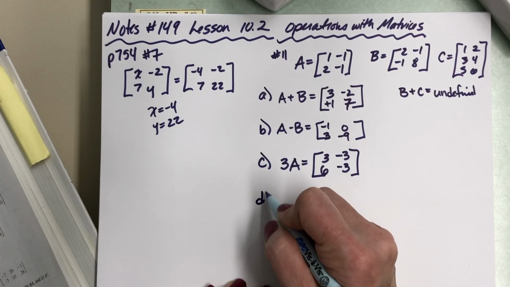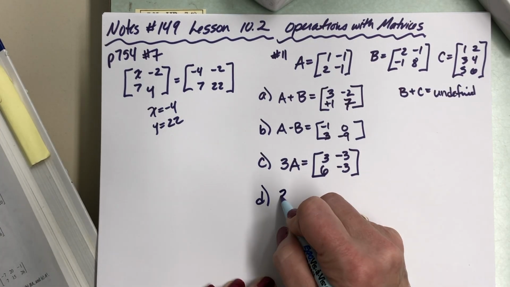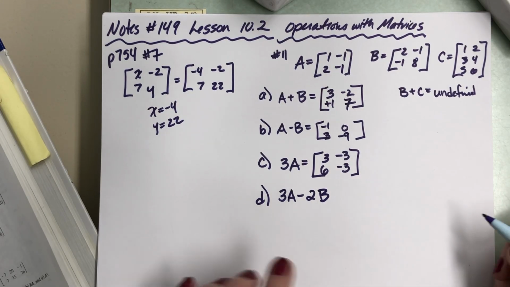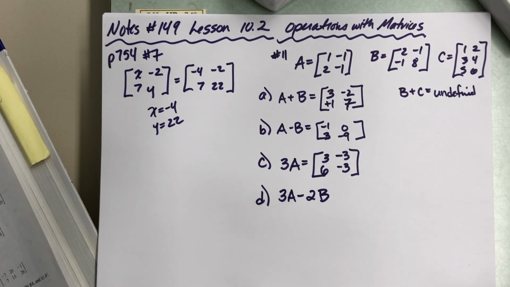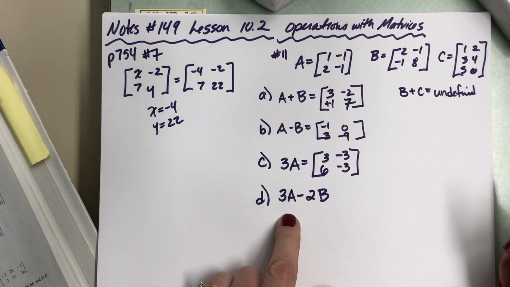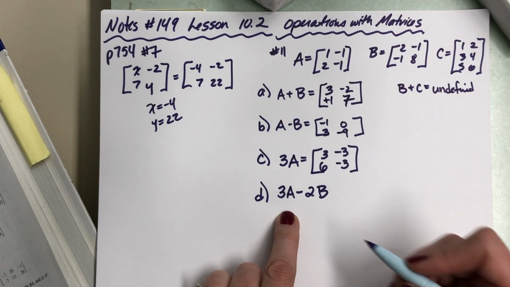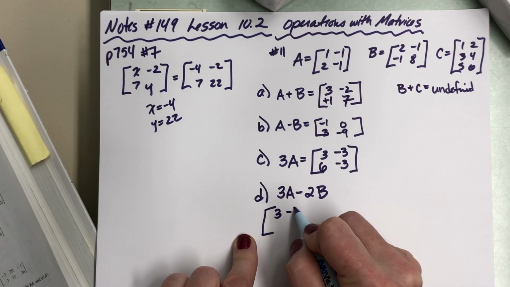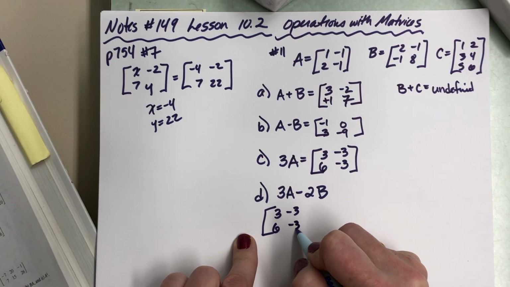Last step, Ron, getting a little wild here. He's got 3A minus 2B. Okay, so think about your order of operations. When we work with order of operations, our multiplication is always going to come before our subtraction. So 3A, well, I just figured that out. I'm going to copy that down. 3, -3, 6, -3.